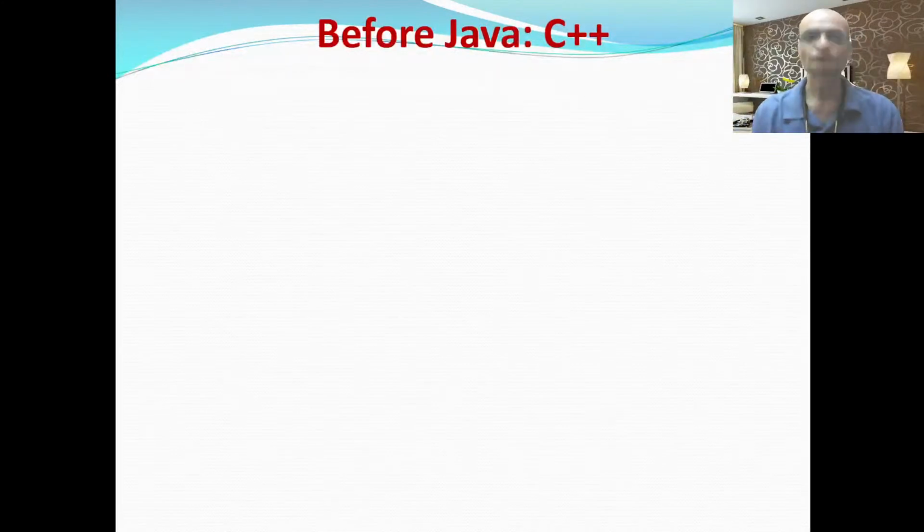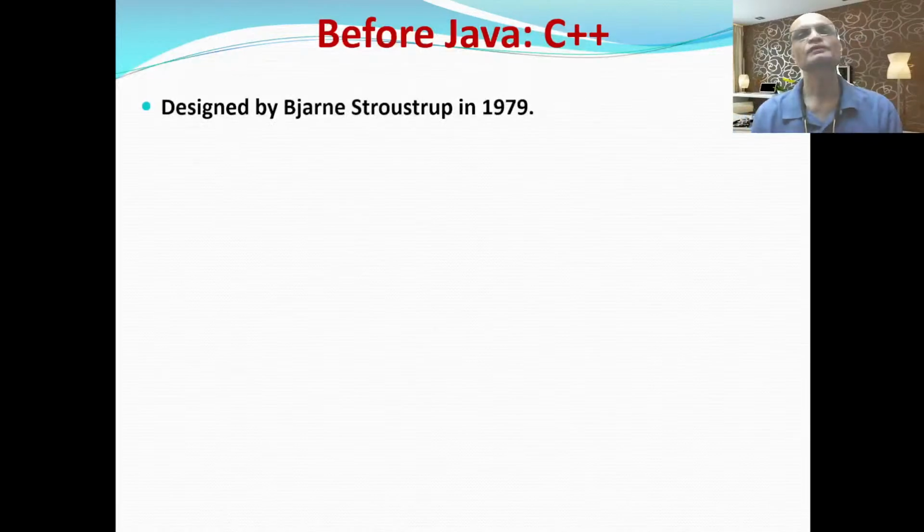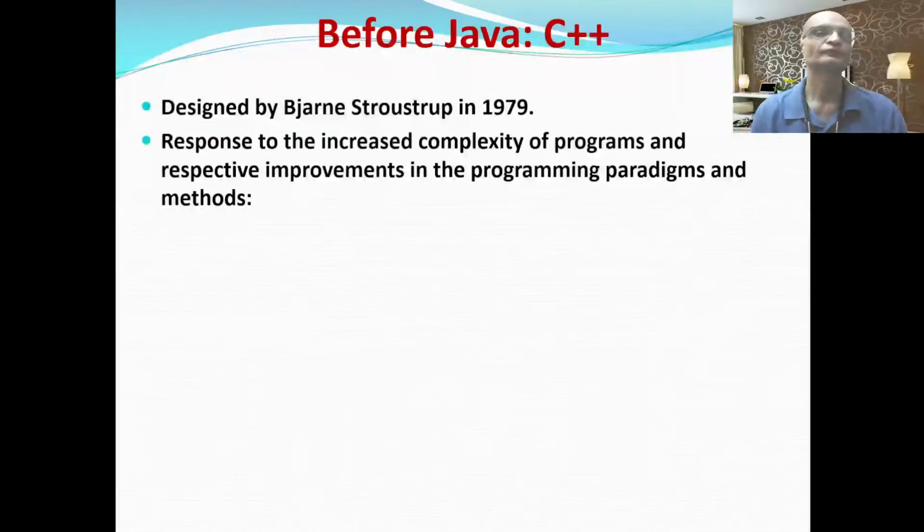Now, another language before Java is C++. It was given in 1979 by one of the key persons, Stroustrup. The main reason C++ was invented was basically to improve on the programming aspects, that means the programming paradigms, because the complexity of programs has increased. C could cater to several thousand lines of code.